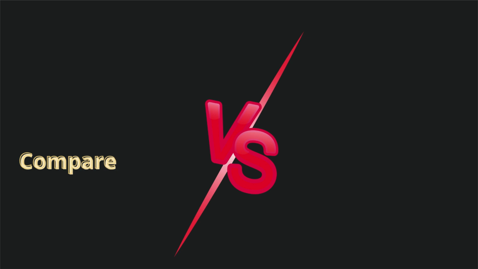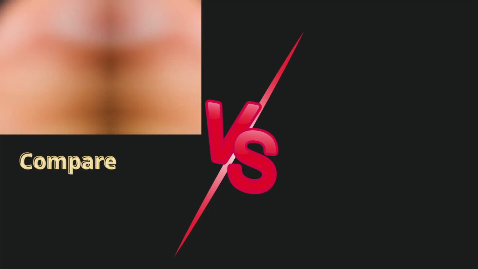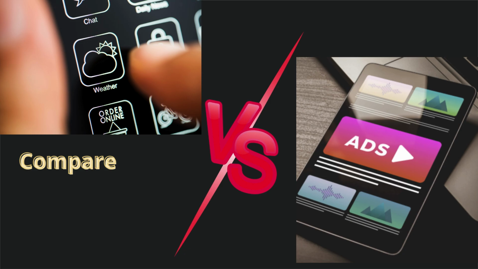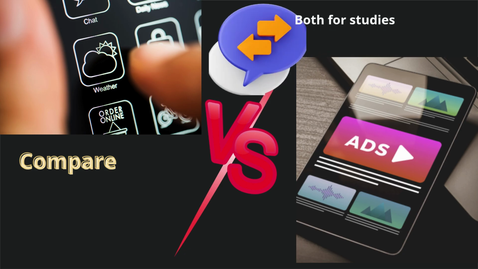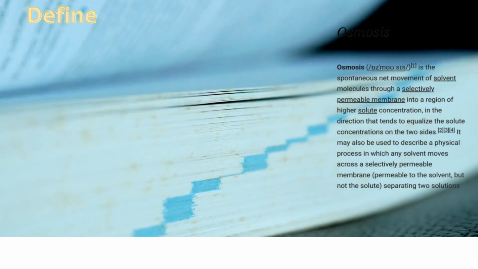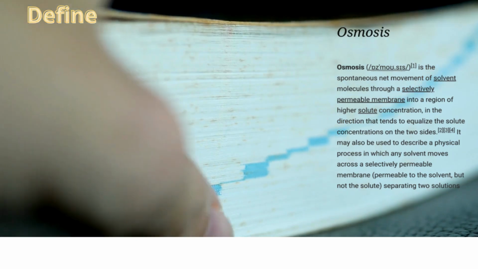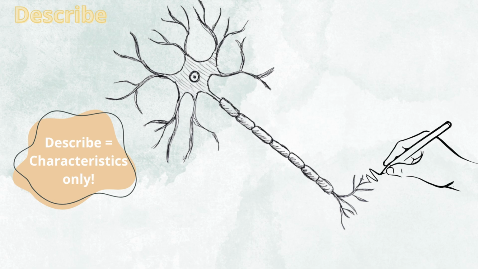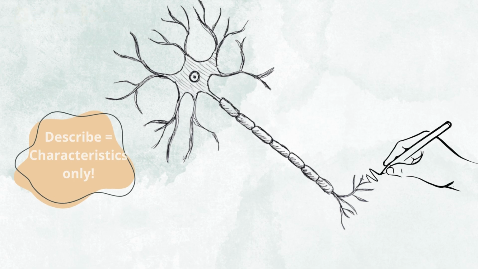Compare. Identify similarities and/or differences. As an example, comparing two study apps. This one has dark mode. That one has ads. I am choosing the one that lets me focus. Boom! Comparison done. Define. Give a clear meaning. Example. Osmosis is the movement of water molecules. You know the drill. That's a definition. Describe. Data points or characteristics. Example. Describe a neuron. It's like a spiky electrical noodle. Okay, now try that with the correct terms.